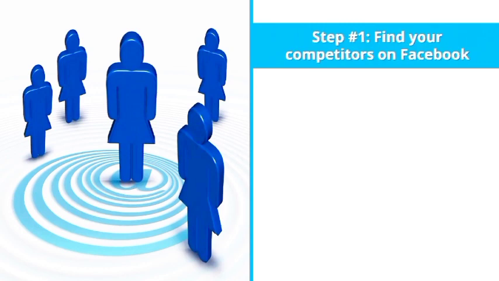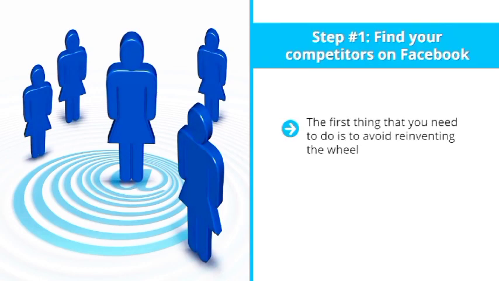Here are the steps you should follow to market on Facebook. Step number 1, find your competitors on Facebook. The first thing that you need to do is to avoid reinventing the wheel. You need to avoid trying to figure things out on a completely hit or miss basis. Instead, reverse engineer your competitors. Let them do your homework for you. How? Well, find them on Facebook and learn from what they are doing.